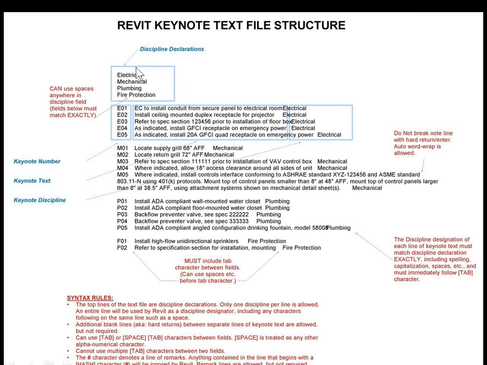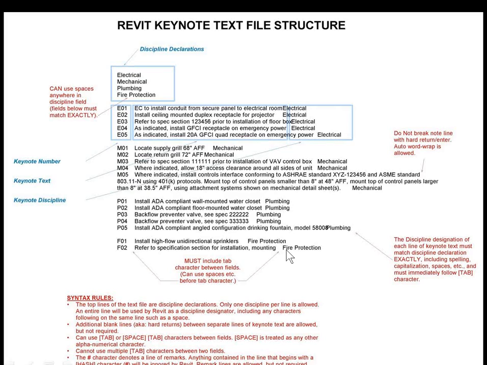At the top in the blue box, as I mentioned when I pulled up the text file earlier, I have my discipline declarations. In this example, I use mechanical, electrical, plumbing, and I also added fire protection specifically because it has a space in it. You can use spaces in the discipline field, but when those disciplines are used later, which is at the end of every line of text after a tab, I've boxed it in blue here, but they're not all aligned, that spelling has to match exactly.